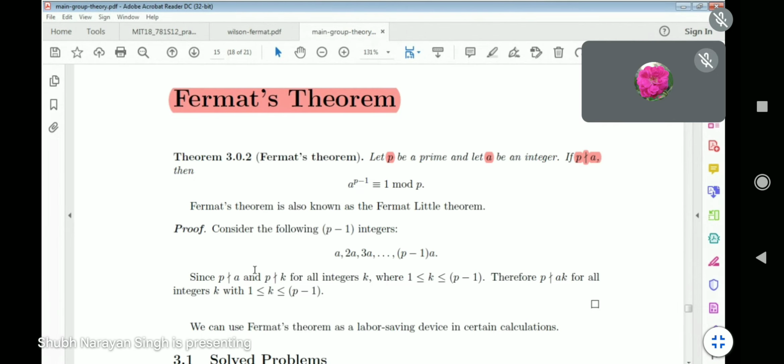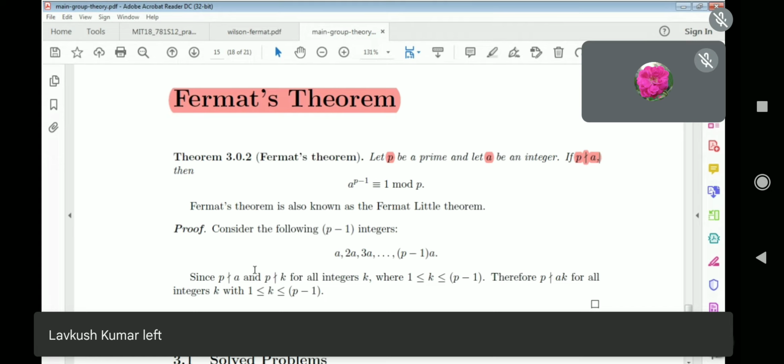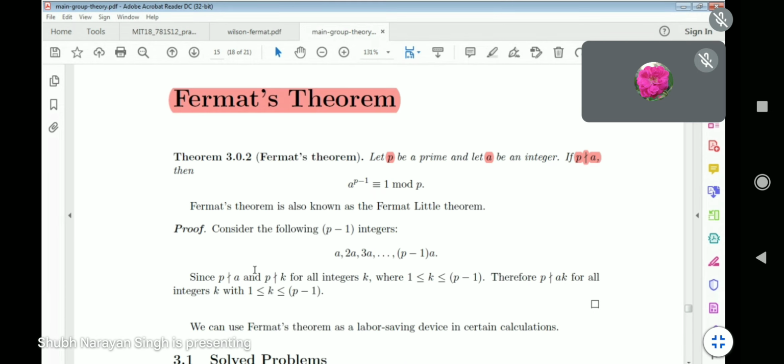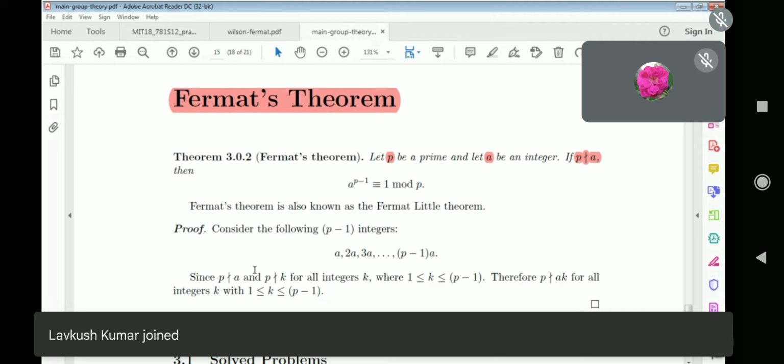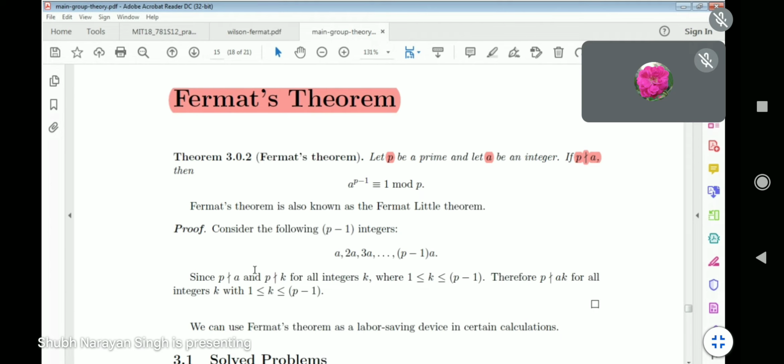So I'm talking about Fermat's theorem, and you can think of this theorem as a labor-saving device. Just using this, you can reduce your calculation in number computation. So what is the meaning of this theorem? In this theorem we have three pieces of information. We have a prime number, I call it p. We have an integer, I call it a. And the third and most important information is that p does not divide the integer a.